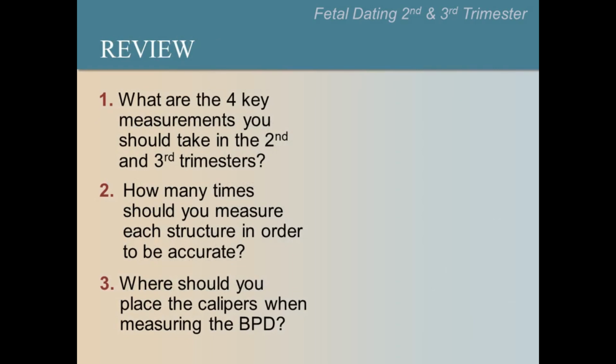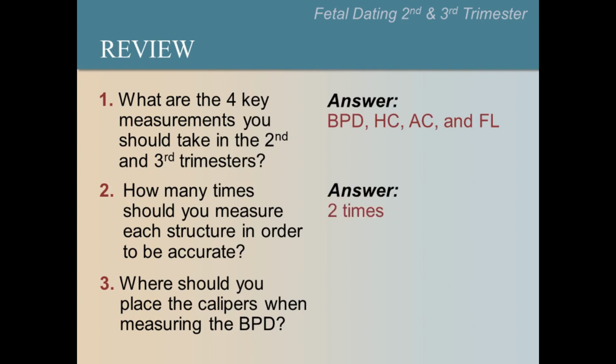Questions for review. What are the 4 key measurements you should take in the second and third trimesters? The biparietal diameter, the head circumference, abdominal circumference, and the femur length. How many times should you measure each structure in order to be accurate? The answer is 2 times. Where should you place the calipers when measuring the biparietal diameter? Outer edge of the skull to the inner edge.